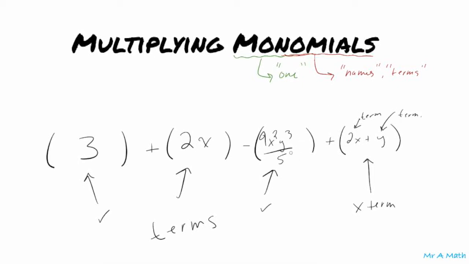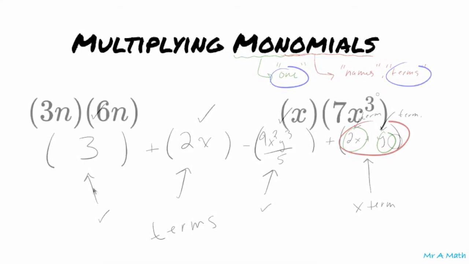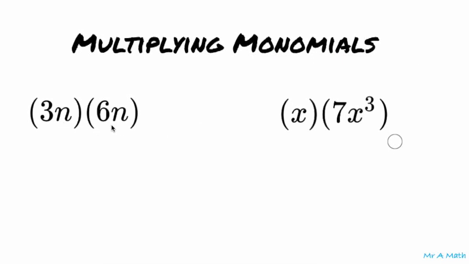So we just need to make sure we understand what we're saying when we deal with terms. We're talking about numbers that are multiplied or divided together, such as 3, 2x, 9x squared y to the third divided by 5, or even on the smaller scale, 2x is a term and y is a term, but the entire thing, 2x plus y, is not a term. So just keep that in mind when we're talking about monomials. We're talking about things that are one term.